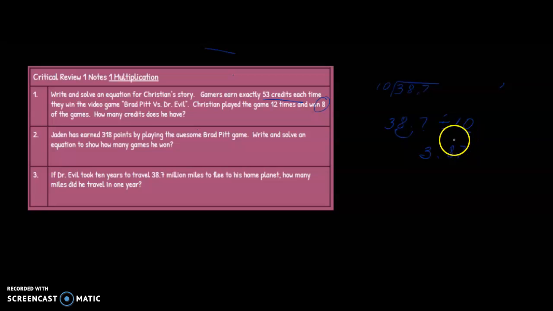Remember, we're talking about millions of miles. So in 10 years, you would travel 38.7 million miles, but in 1 year, you're only traveling 3.87 million miles. So the main idea here is that you're just moving the decimal. If you're dividing a decimal by 10, you move the decimal point 1 place to the left.